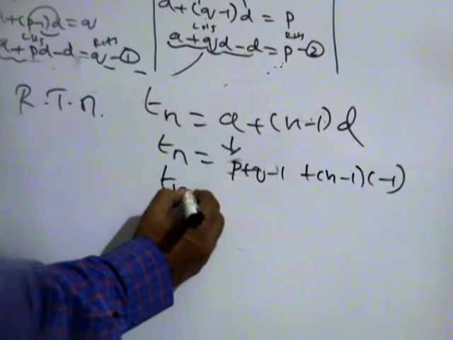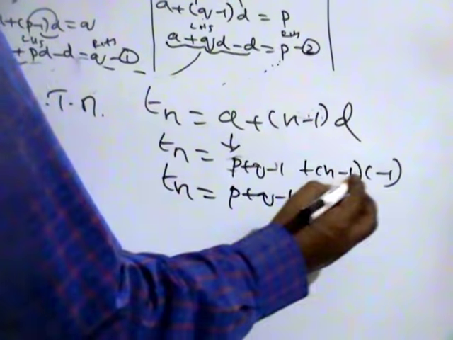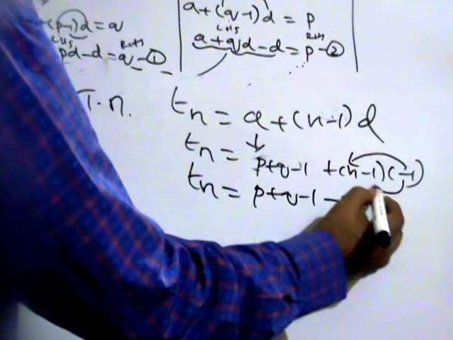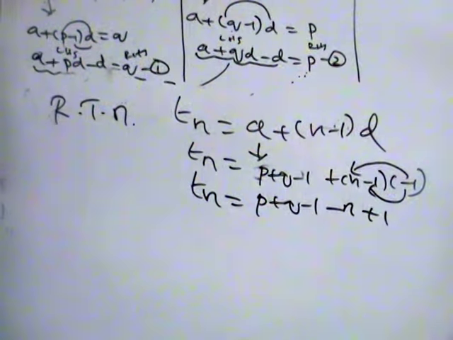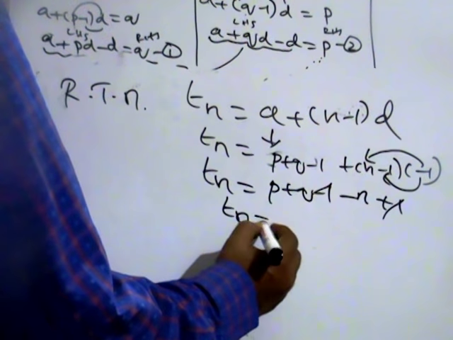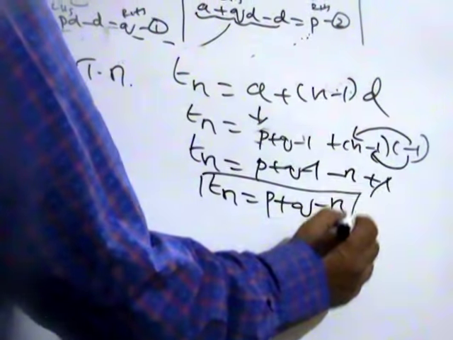Again look here, Tn equal to P plus Q minus 1, minus 1 into N will give you minus N. Minus 1 into minus 1 will give you plus 1. Minus 1 and plus 1 gets cancelled. You get Tn equal to P plus Q minus N. That is what you must prove.